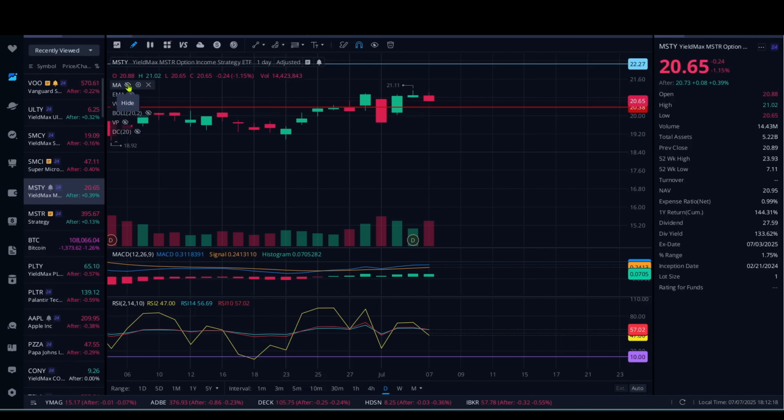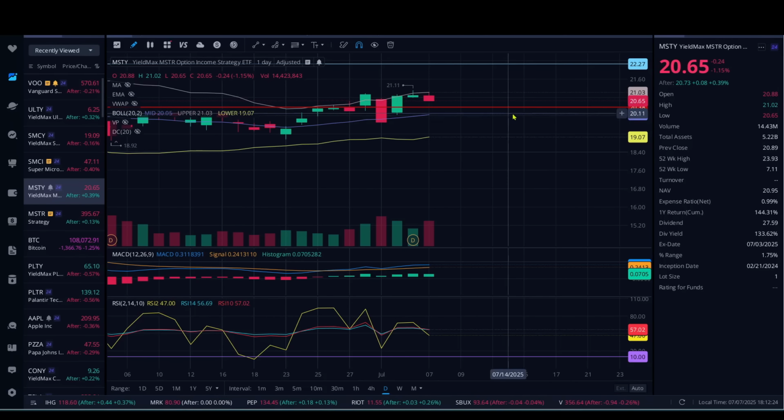So now let me turn on the Bollinger Band, and now you can see we still are up above that midpoint of that Bollinger Band. Even though we had that pullback just slightly, as it did open at $20.88, it went as high as $21.02, and then a low of $20.65, and of course that is where it did end up closing. So it closed on the low of the day of $20.65.